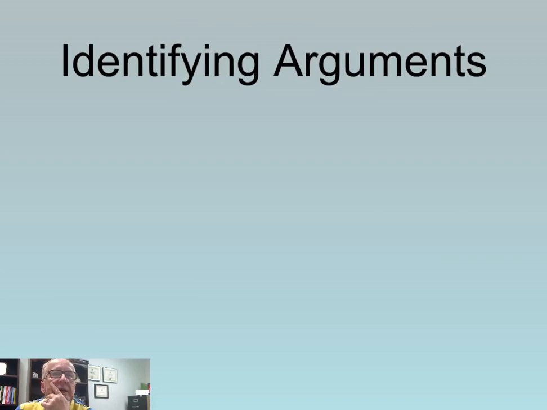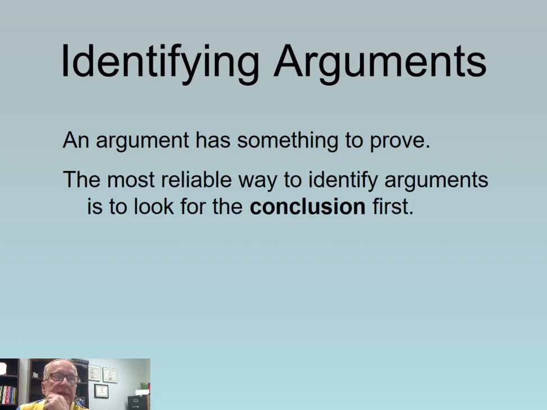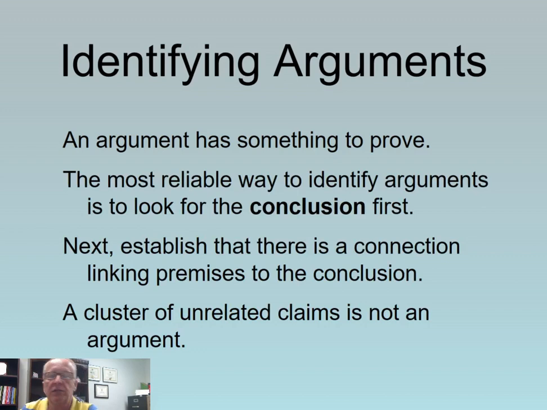So let's look at identifying arguments. Now, in arguments, we all have something to prove. An argument always has something to prove. So the most reliable way to identify arguments, to see if it really is an argument, is to look at the conclusion first. Then we have to establish whether there's a connection that links the premises to the conclusion. Now, a cluster of unrelated claims is not an argument.